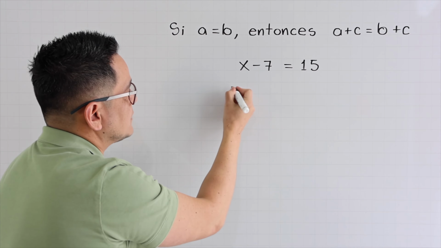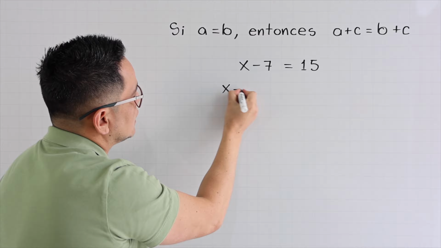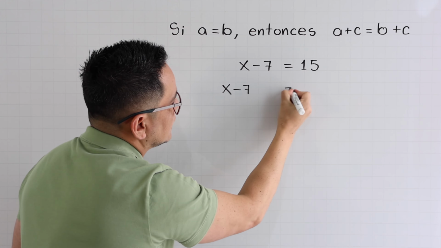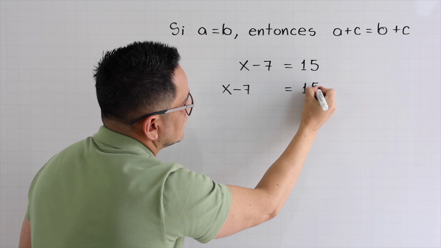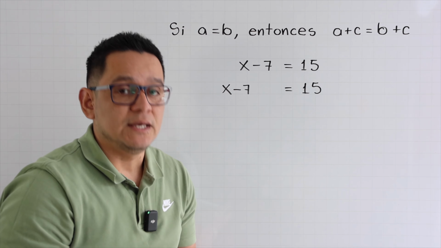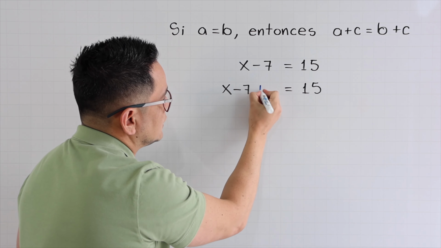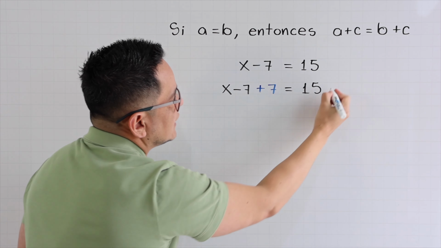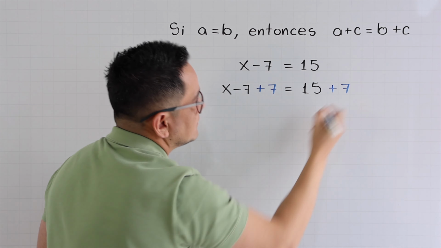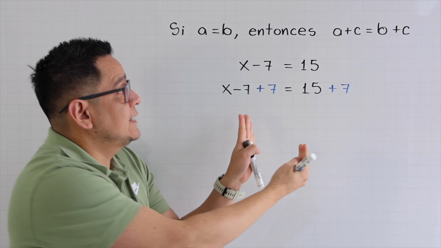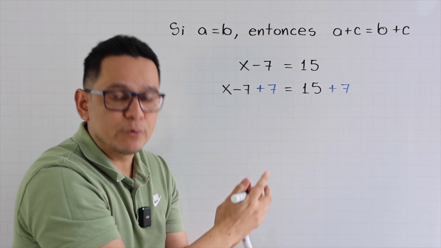So, look at what I'm going to do. I'm going to keep writing x minus 7. I'm going to leave a small space and I'm going to keep writing 15, which would be the B. And in this case, I'm going to add to keep the equality, which is what I just did. And it's actually valid because we're following exactly this property, right?